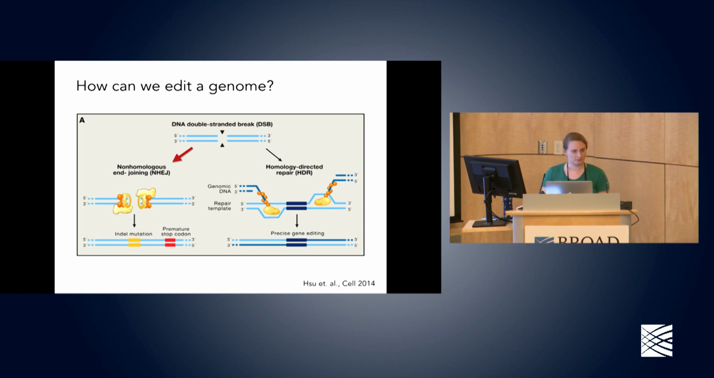Another way to repair double-strand breaks is through HDR, or homology-directed repair, as long as you have a template. If cellular conditions are right and the template is present, a cell may repair the DNA using this precise gene editing method.